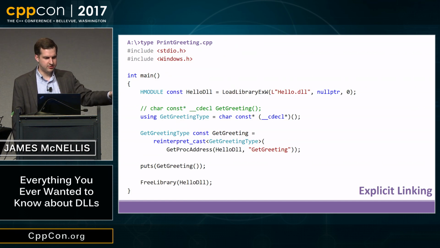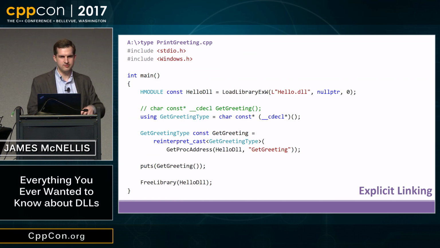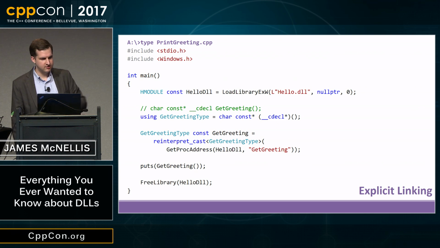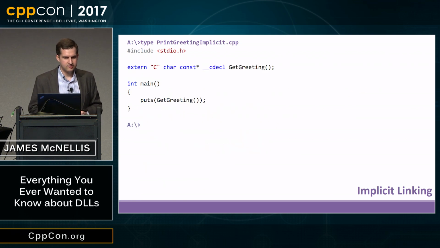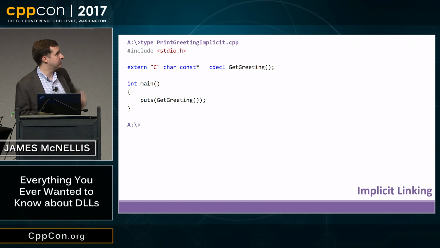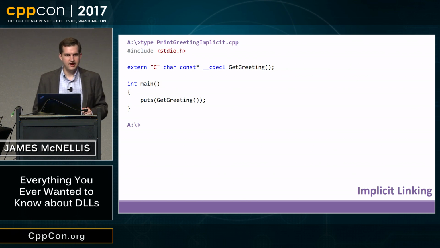So I don't want to look at kernel32 for this because, again, there's so many functions and it's big and complex. So what I want to do is I want to convert this print greeting program that used explicit linking to our DLL, and I want to convert it into this one. So basically, we just want to declare our getGreeting function and then call it, and then use implicit linking to get everything to work.